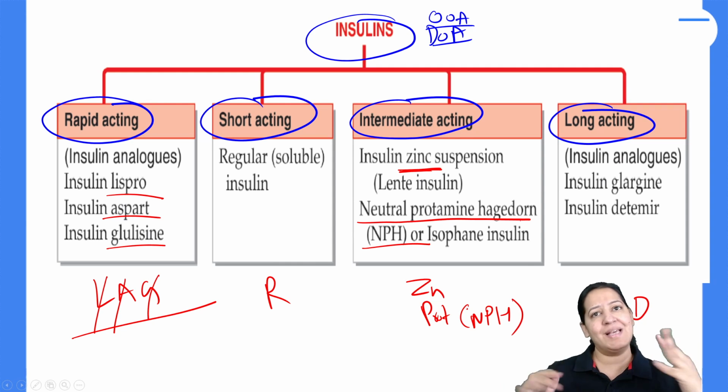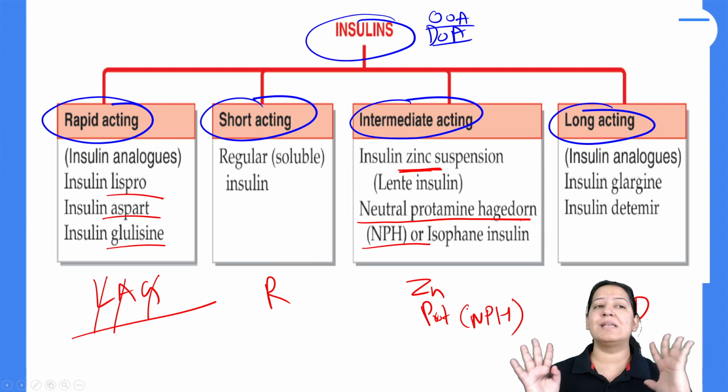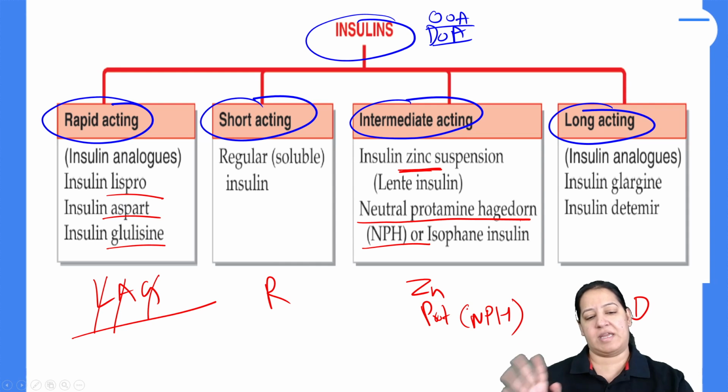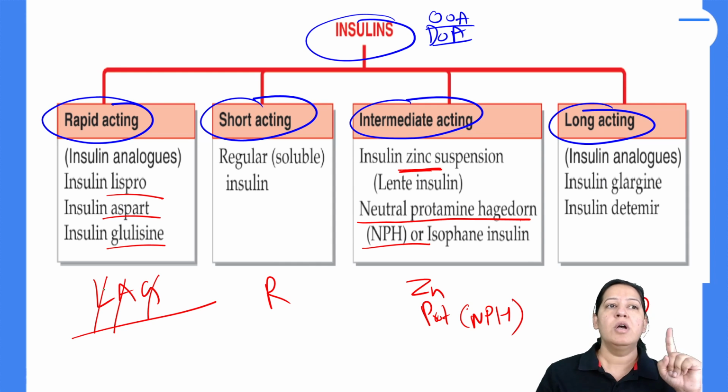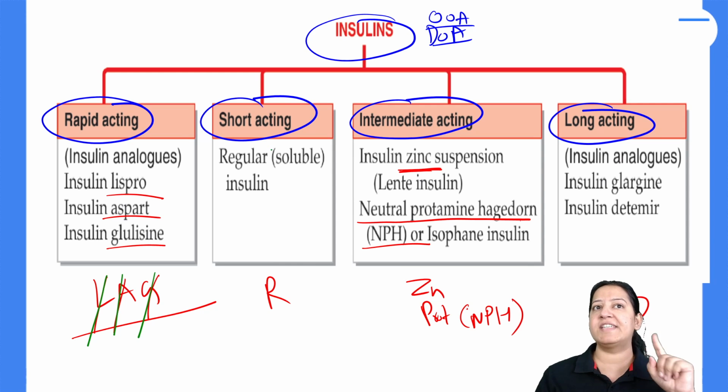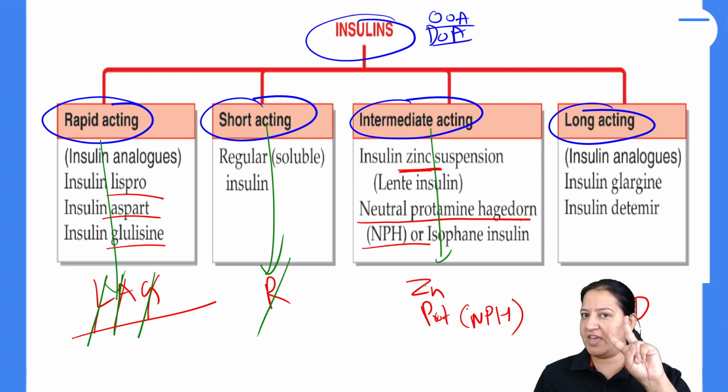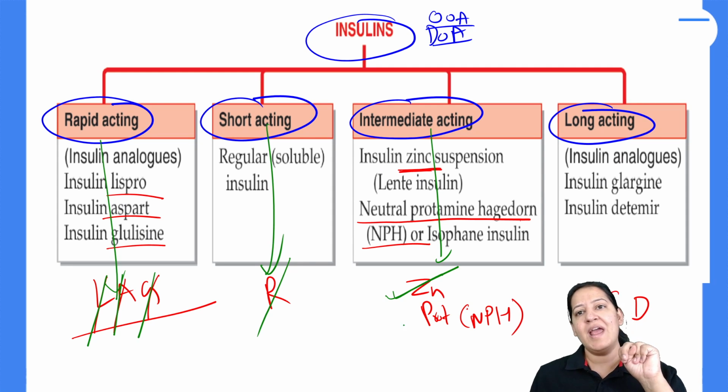So please learn, make some mnemonics and please learn the various insulin preparations available in the market. You can see it is in front of you. So it is Lispro, Aspart, Glulisine. The first 3, these are the rapid acting, I'm sorry. In short acting only one, regular, is there. Regular is short acting. In intermediate we have 2, insulin zinc suspension and NPH.